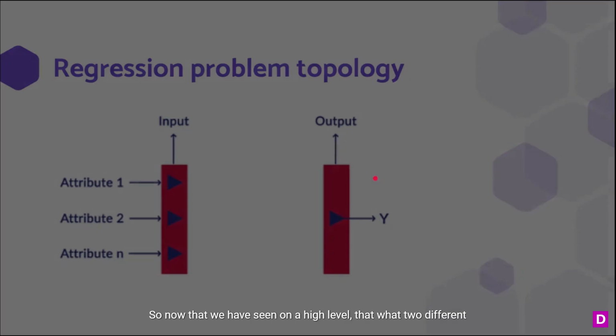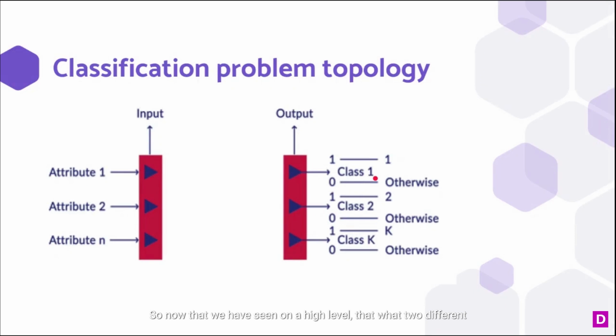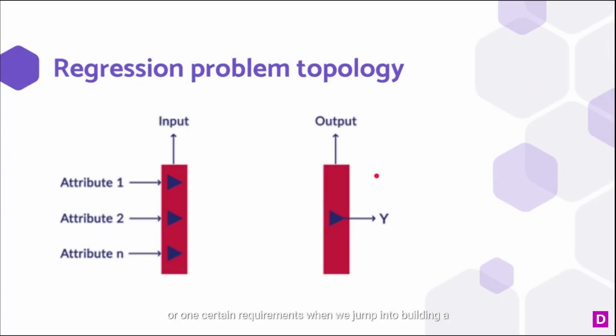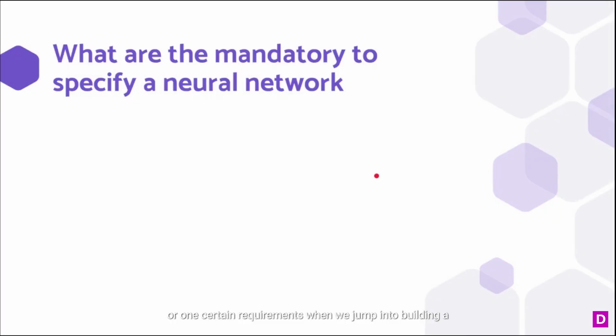So now that we have seen at a high level what two different topologies look like, it's time to summarize and come to a decision about the requirements when we jump into building an artificial neural network. In other terms, what are all the mandatory things to specify a neural network? In other words, what are all the things you would check to say that a given object is a bottle.